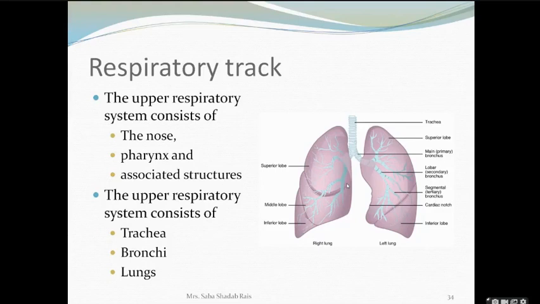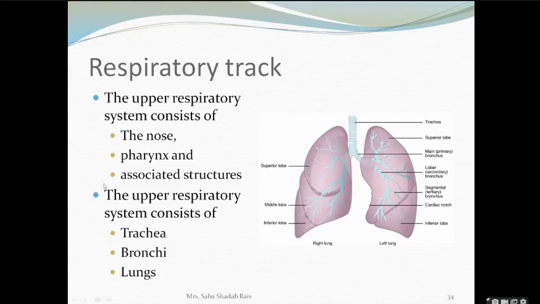Now between these two layers, to avoid friction and allow smooth movement, there is lubrication by a mucus-like substance. This fluid between the two layers reduces the friction and allows the smooth movement of the lungs during breathing. Now each lung is divided into lobes.